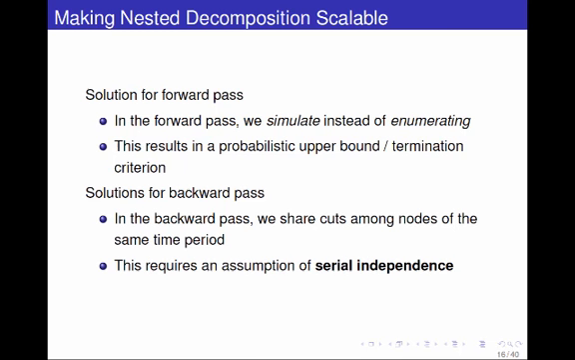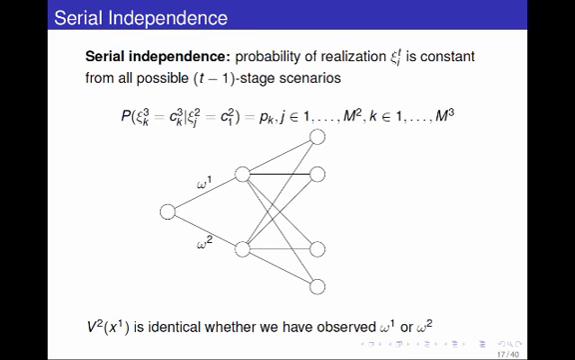What does serial independence mean? It means the following. The transition probability into any of the nodes of period t is the same wherever you are in period t minus 1. So the transition probability from this node to this node is equal to the transition probability from this node to this node. The same for this guy. The transition probability here is equal to the transition probability here, which is basically all I'm saying is that the distribution of these outcomes is independent of the path. That's all I'm saying.